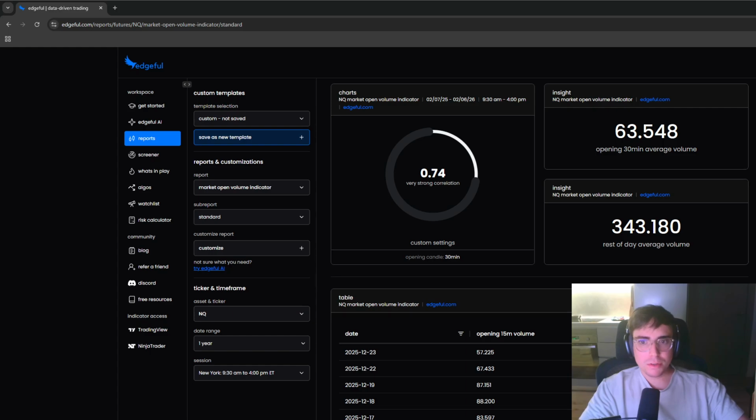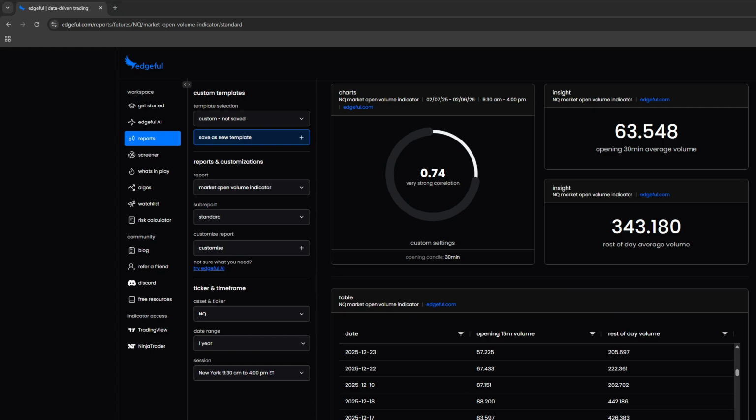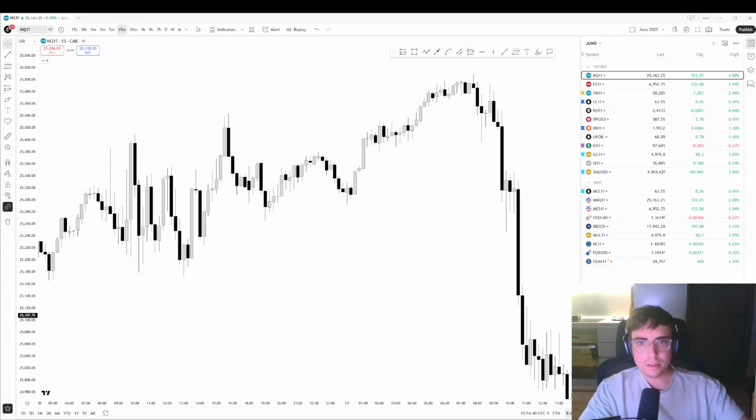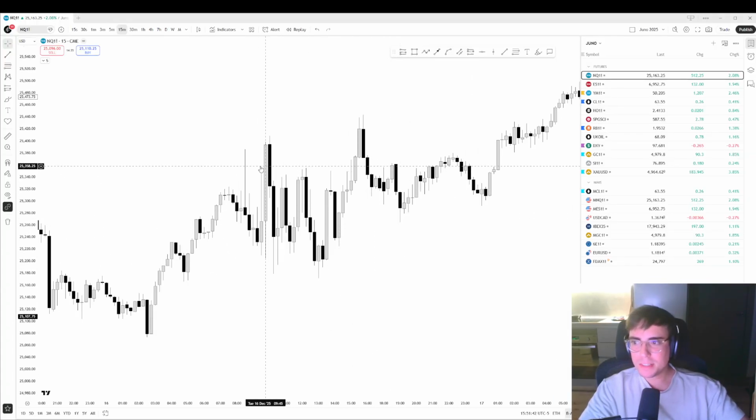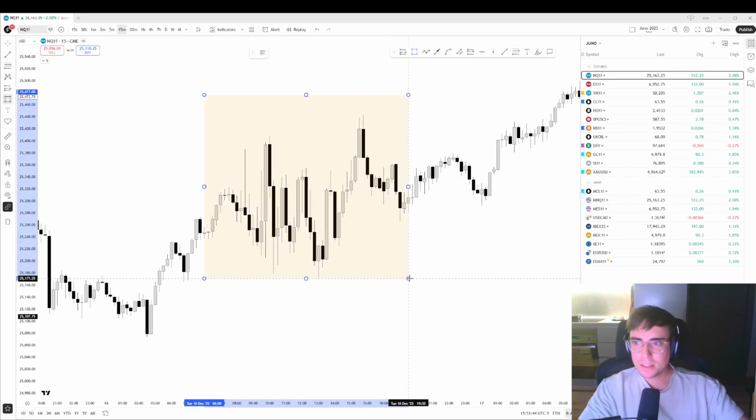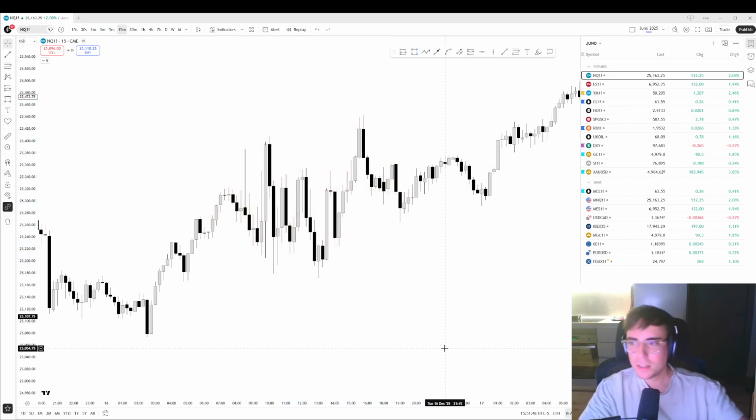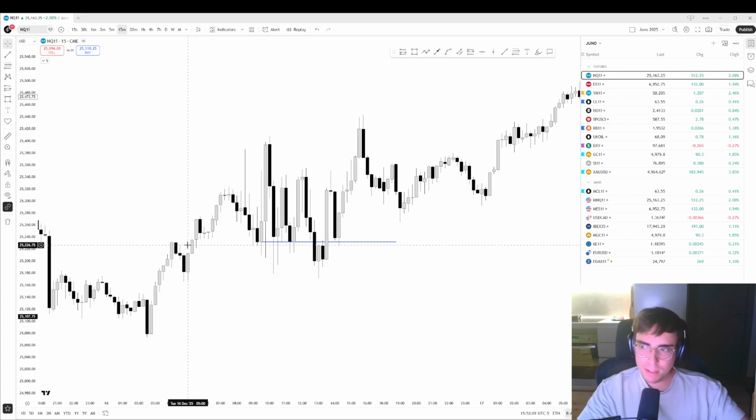And if I show you the chart, here is the chart. This is the 16th. If we check here, that's the 9:30 open right there. And as we can see, we had a really low volume at the open, and it just followed for the rest of the day with a really low volume.